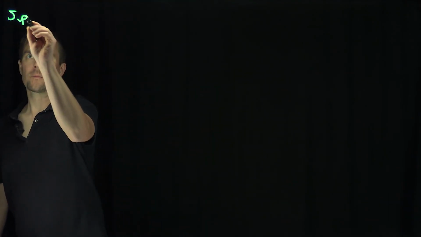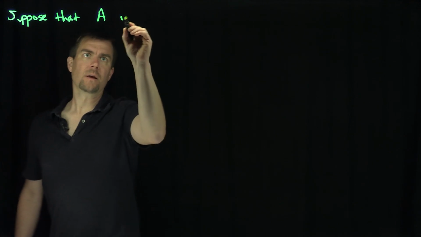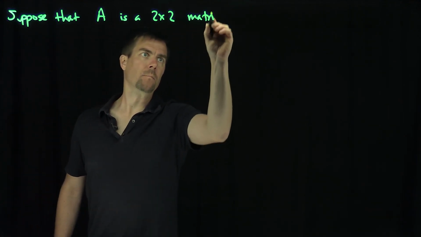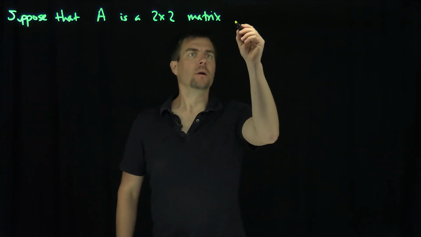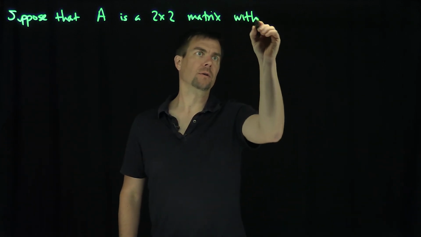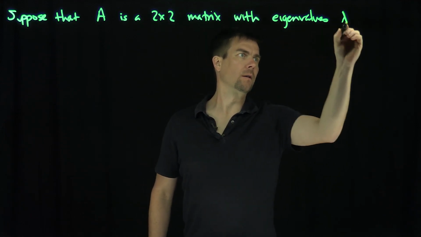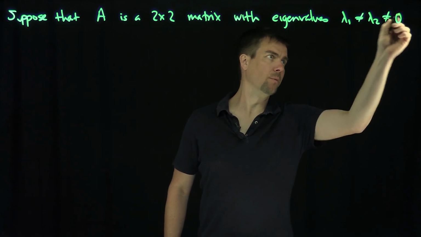Hello students, in this video we'll see how the eigenvalue problem can help us to diagonalize a matrix. Let's suppose that A is a 2 by 2 matrix. This will generalize to n by n matrix as well, with eigenvalues lambda 1 not equal to lambda 2, not equal to 0.